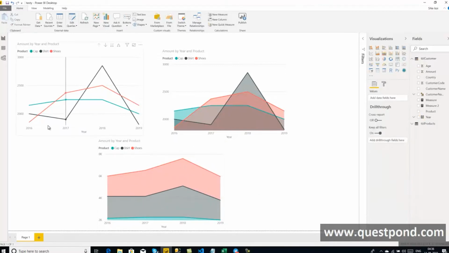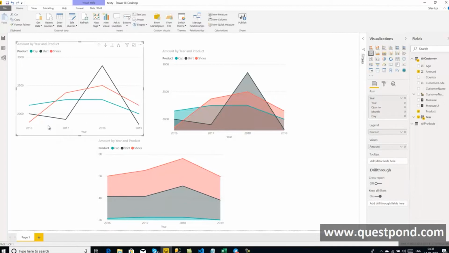So if you want to just see the current trend, then it is your normal line chart. If you want to see the comparison between the trends, who is contributing how much, then it is the area chart. And if you want to see overall throughout the year who has been contributing more or less, then it is the stacked area chart.